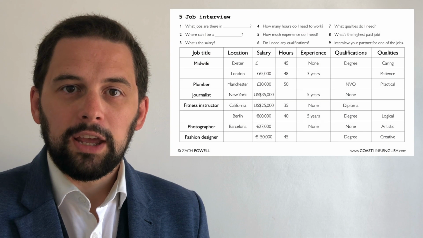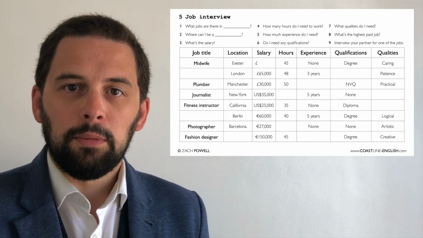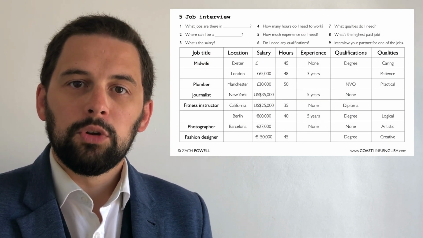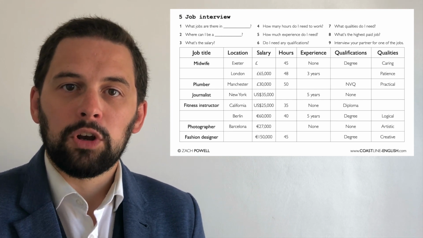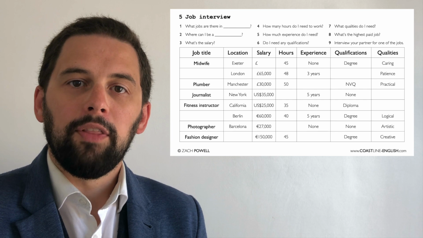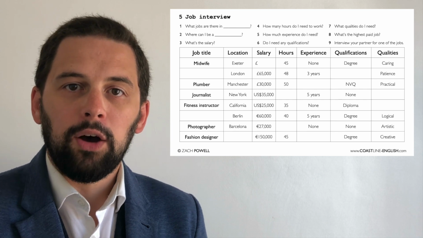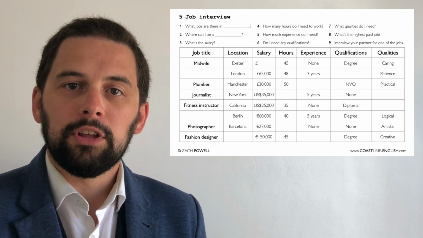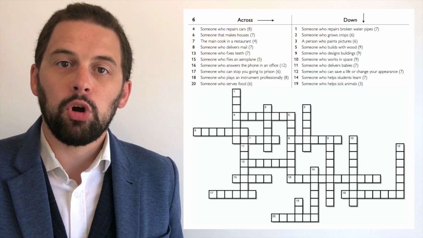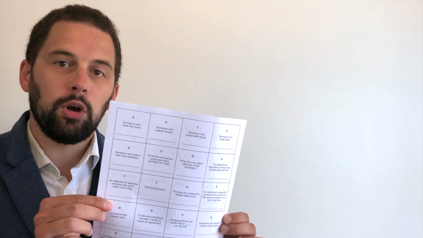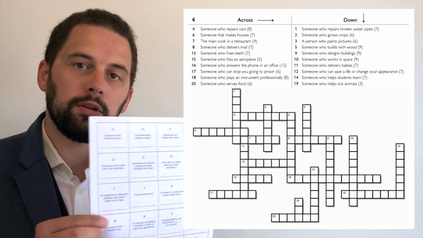Number 5 is a grid full of lots of information about different jobs. You'll need to complete that grid during your lesson using the first 7 questions to help you. And then number 8 you can do by yourself now. And number 9 means that during your lesson you'll do a job interview role play. Number 6 is a crossword, but there's also this option if you would rather do it alphabetically. So either do the crossword or this one.